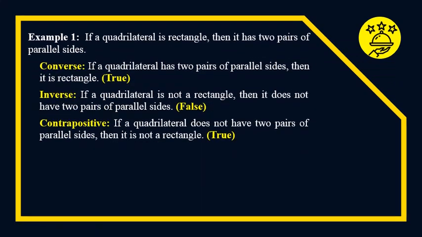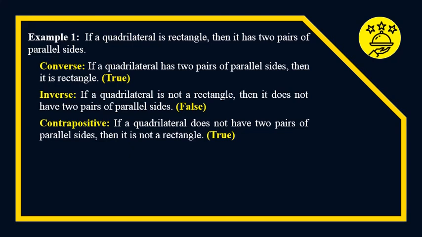Let us try this example. First, if a quadrilateral is a rectangle, then it has two pairs of parallel sides. The converse statement: if a quadrilateral has two pairs of parallel sides, then it is a rectangle. It is a true statement.